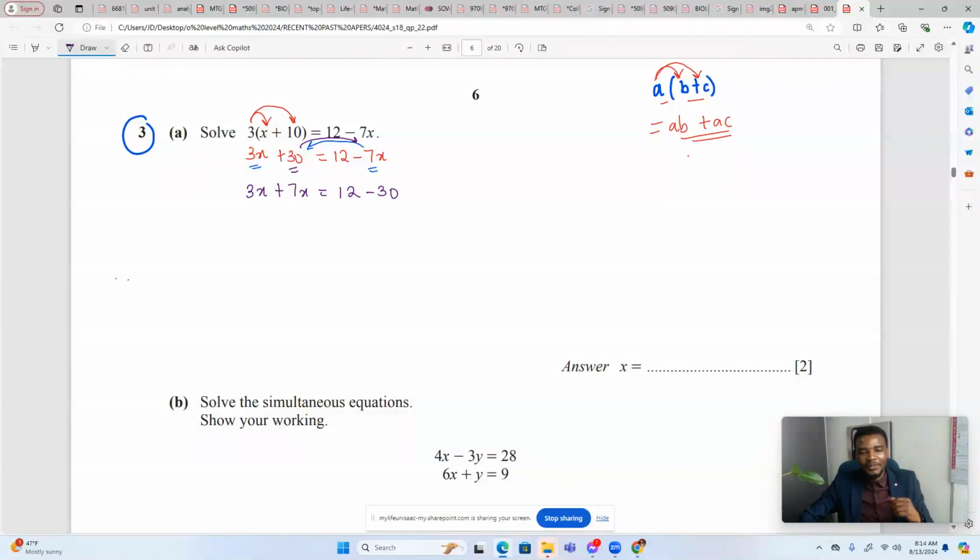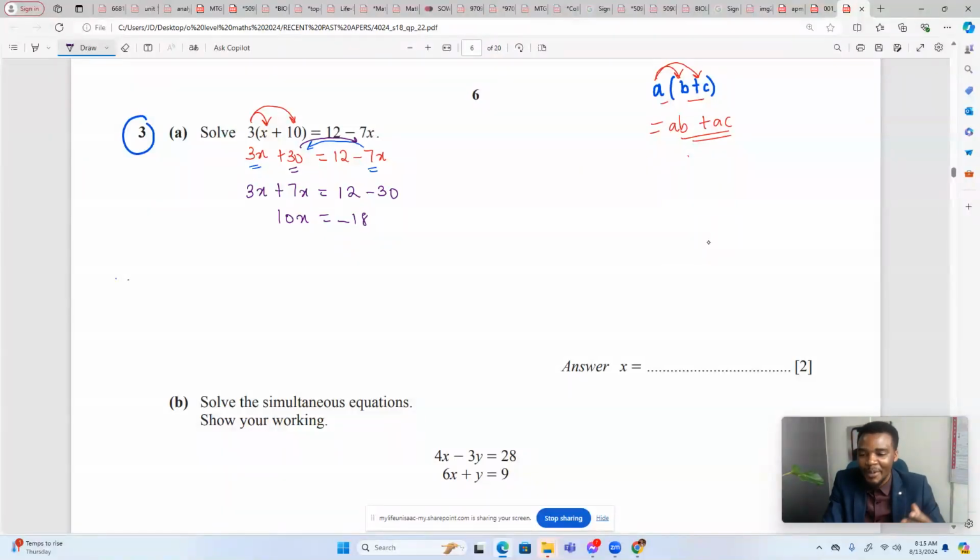Okay, so what are we going to do next? The next thing, let's simplify, because these are now like terms. How do we simplify like terms? We simply add the coefficients of those like terms. So here we've got 3x, here we've got 7x. These are like terms with variable x. Remember, like terms are those terms with the same variable. So 3x plus 7x, we get 10x, which is equivalent to 12 minus 30, which is minus 18.